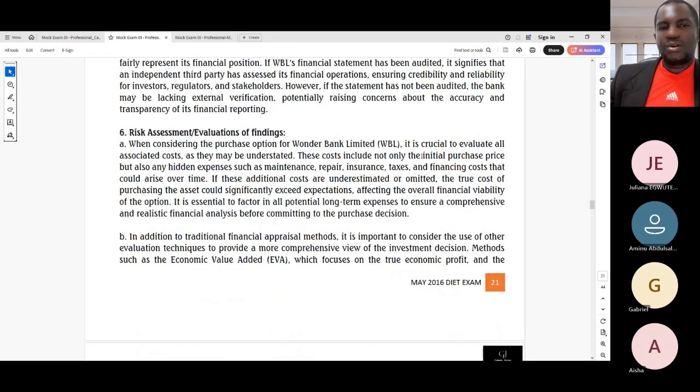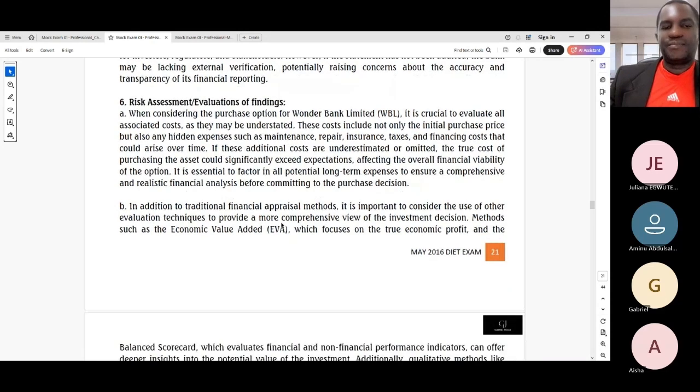We're looking at how crucial it is to consider costs like initial purchase price, maintenance, repair, insurance, taxes, and finance costs that will arise over time. These were not really factored in. So we are assessing risk or evaluating the findings, saying that additional costs underestimated or omitted may not provide a true, clear picture of the total cost of the asset they want to purchase. So it's essential to project potential long-term expenses to ensure comprehensive and realistic financial analysis. So you are evaluating and doing risk assessment under this header.